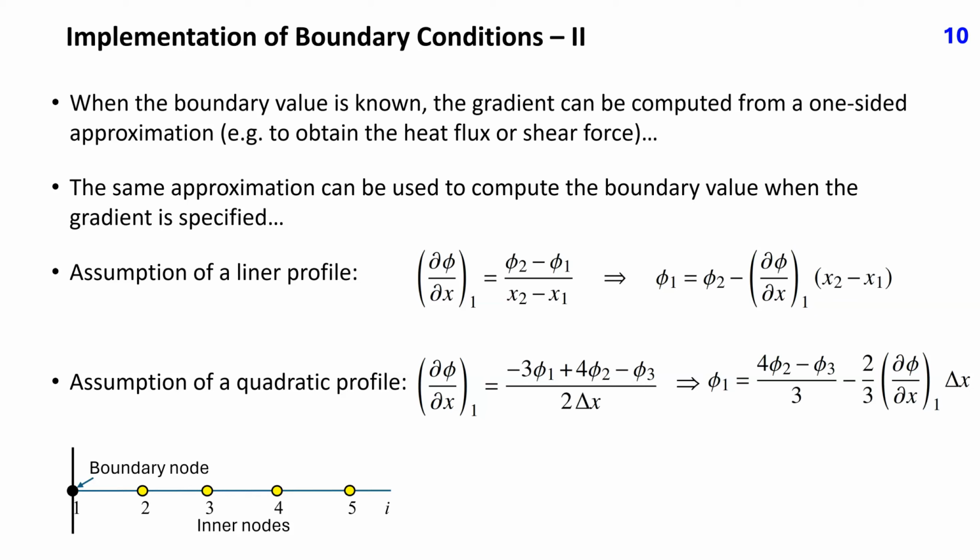If we assume a linear variation of the variable, this is the approximation of the first derivative at the boundary, the forward difference, using variable values at nodes 1 and 2. If the derivative is prescribed, we obtain the boundary value like this. If we assume a quadratic variation of the variable, this is the approximation of the first derivative at the boundary using variable values at 3 nodes, 1, 2, and 3. If the derivative is prescribed, we can compute the boundary value using this expression.